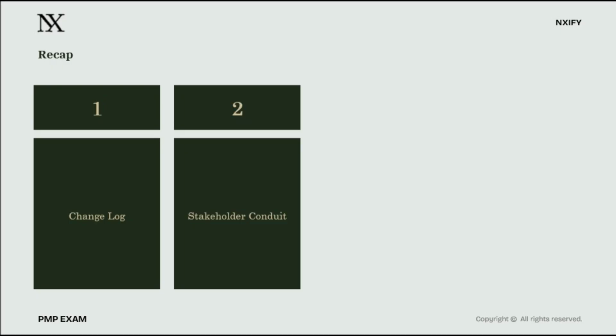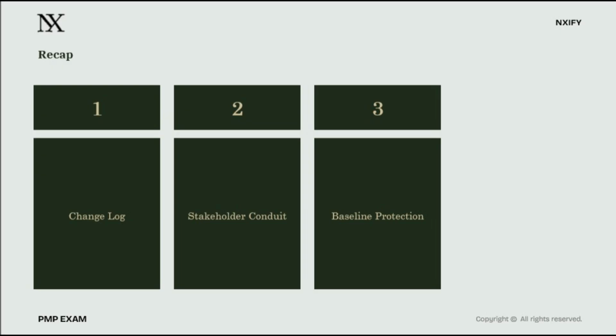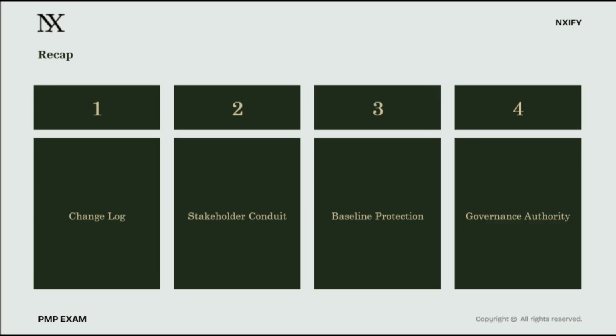Point 2, stakeholder conduit. Be the professional channel, the insulated wire for the board's decision. Point 3, baseline protection. Once a rejection is formalized, the approved scope baseline remains your only authorized North Star. And point 4, governance authority. Upholding the board's decision is the structural rebar that protects the project's technical and financial integrity. Remember the rule of R: record, report, resume. Record in the log, report to the initiator, and resume the original plan. That is the backbone, the unbreakable skeletal structure of integrated change control.